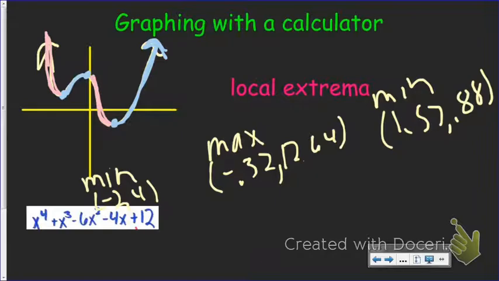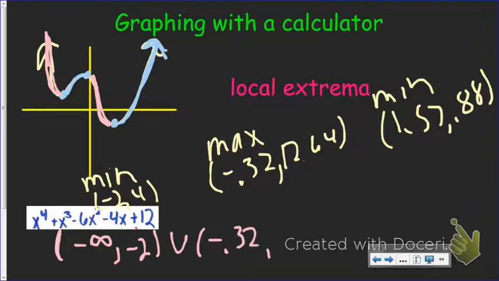The other thing we're going to do is list the places where that graph is increasing and decreasing. We're looking at this from left to right, so we're going to write the x values for this. If I look at the left of my equation, this graph is decreasing. We'll do decreasing first, from -infinity until -2. That graph is also decreasing from -0.32 to 1.57. So those are the areas where this graph is decreasing, and again, those are the x values.